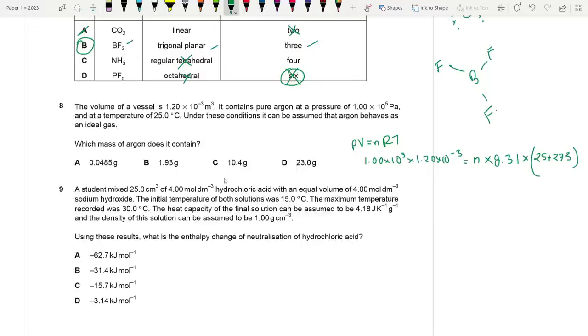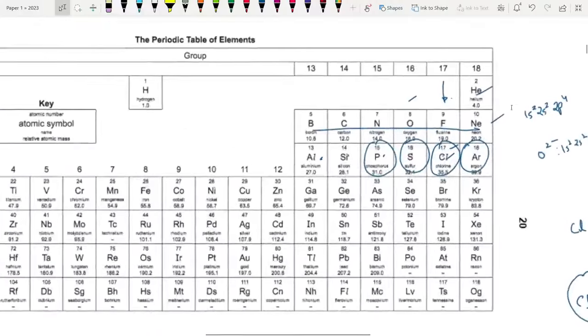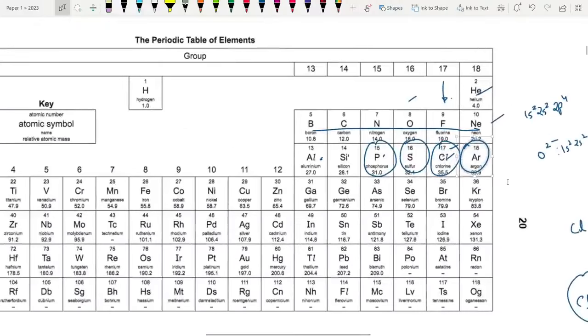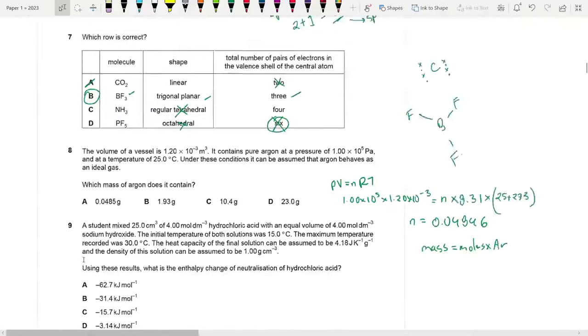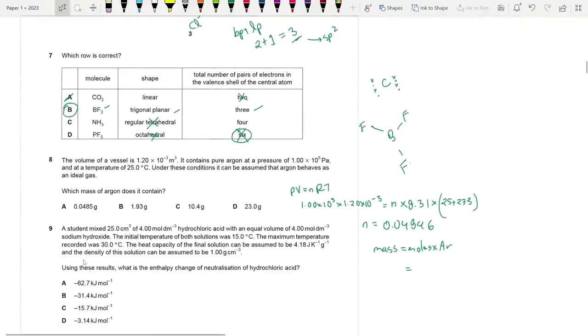Okay, so let's do the math. 1 into 10 to the power 5 times 1.2 into 10 power minus 3 divided by 8.31 divided by 25 plus 273. So yeah, N is actually 0.04846. Now to find out mass is basically moles into AR. So what's the AR of argon? It is 39.9. Okay. Answer into 39.9, which is 1.93. I'm gonna go with B, 8B.